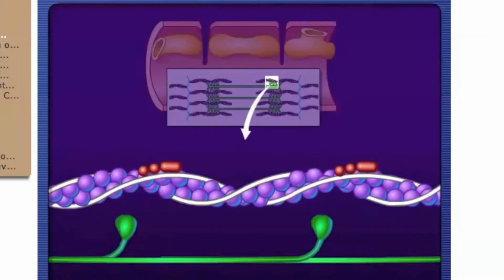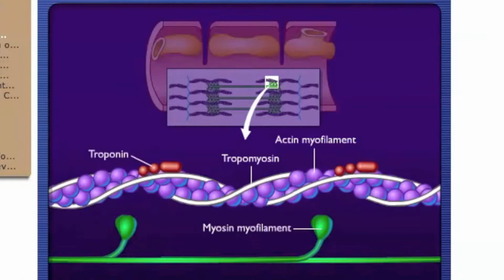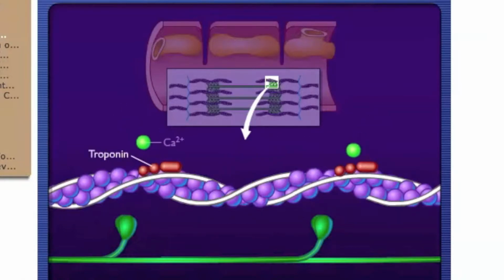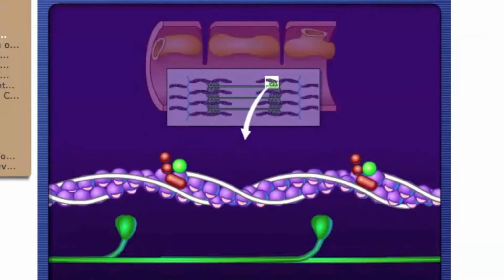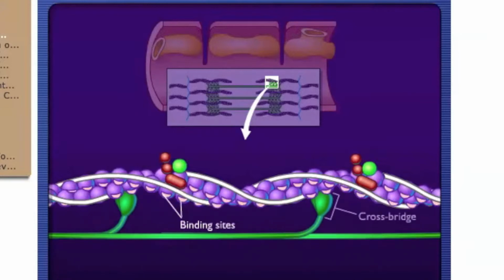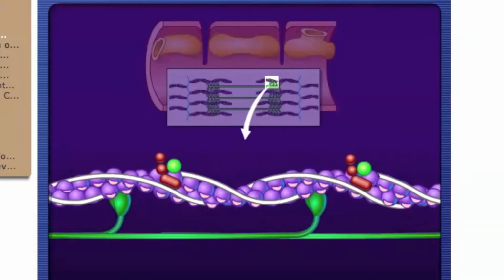Long filamentous tropomyosin proteins lie on 2 sides of the actin myofilament, covering up the sites where myosin can bind to the actin myofilament. Globular troponin proteins are attached to the tropomyosin. When calcium ions bind to troponin, this causes troponin to change conformation and move the tropomyosin. When the tropomyosin moves, this uncovers the myosin-binding sites on the actin, allowing myosin heads to bind and form cross bridges. The cross bridges play a role in muscle contraction.